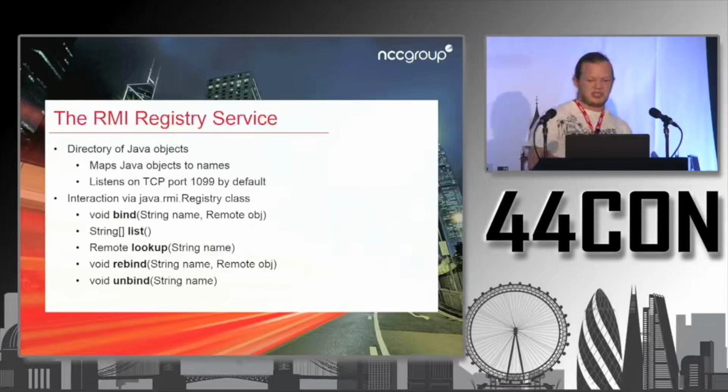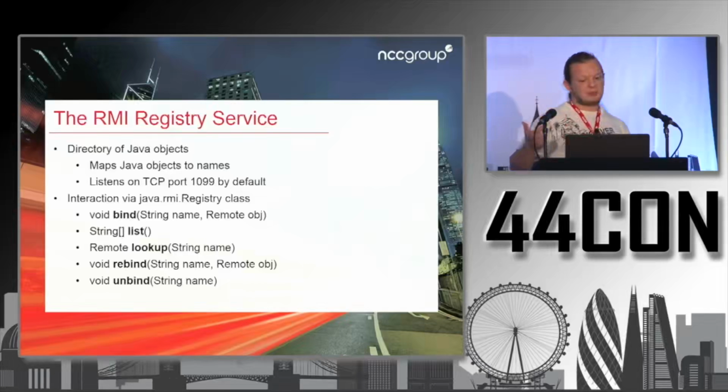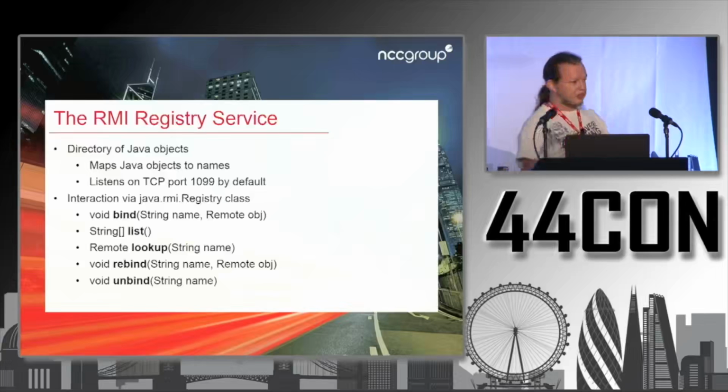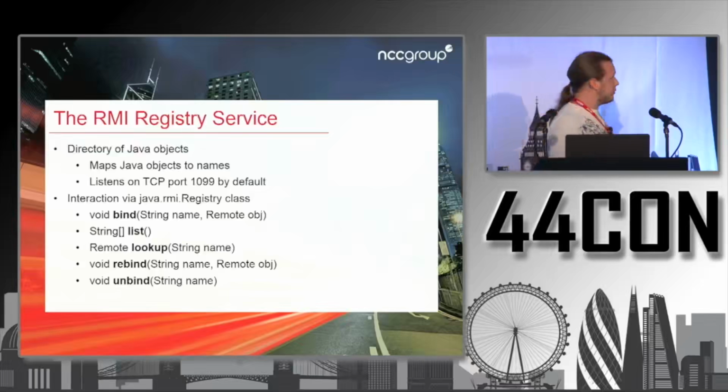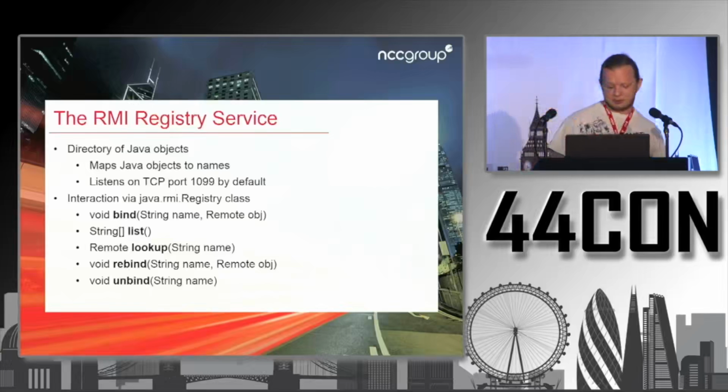RMI has a security feature that prevents bind, rebind, and unbind from being called from non-local host. It does that by, when these method calls are invoked, RMI will attempt to bind to a port on the address that the request comes in from. So if it's a local address, RMI should be able to bind to a port on that address. If it can't, then it rejects the request. So we can't do those things over the internet, for example.